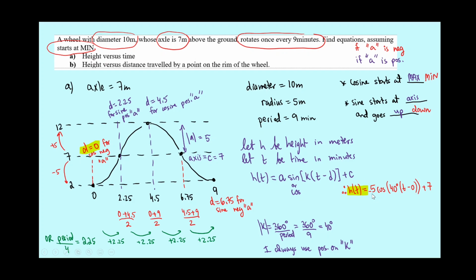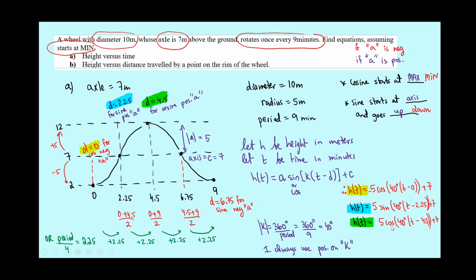Okay, so here's that negative fixed up now. And then if I wanted to use this value right here for 2.25, then d would be the 2.25, and this is for sine. So notice I have changed my equation to sine, and I'm using a positive on the a to match that.